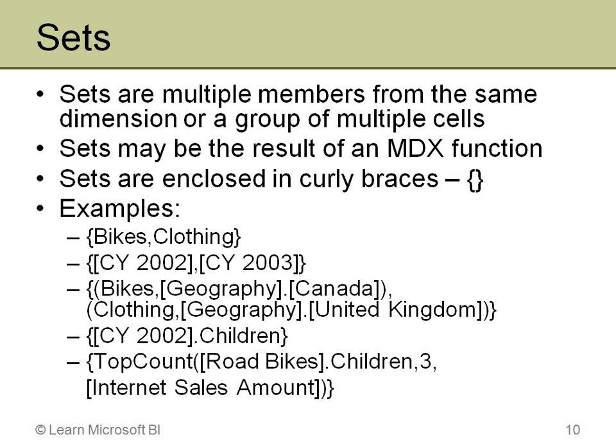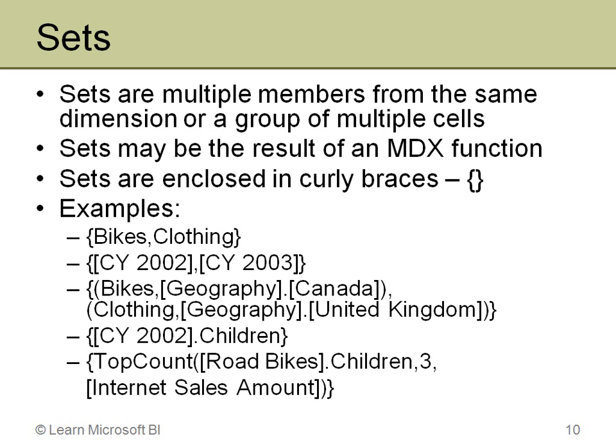Now take a look at the third example. I have two tuples combined into a set. Because they're tuples, they are both enclosed in parentheses. One of the tuples is bikes in Canada. The second tuple is clothing in the United Kingdom. Together they make a set. So what I would be doing here, again, let's assume for a moment I'm looking at sales. I would find the sales for bikes in Canada and the sales for clothing in the United Kingdom. It wouldn't add them together. It would return two cells, but that's okay. That's what my set represents here.